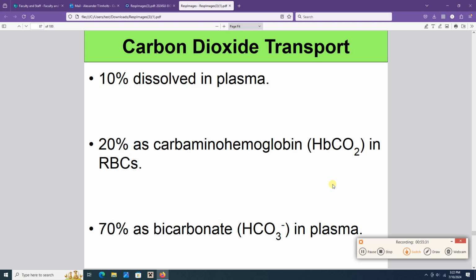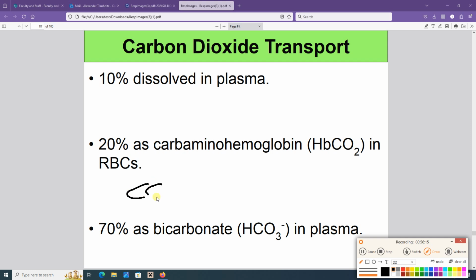What about CO2? CO2 transport. Well, remember, CO2 is more soluble than oxygen, so 10% is dissolved. Remember, we only had 1.5% oxygen dissolved in plasma, 10% CO2. Another 20% of your CO2 is attached to hemoglobin, bound to the amino acid part of hemoglobin, and hemoglobin with CO2 attached is called carbaminohemoglobin.